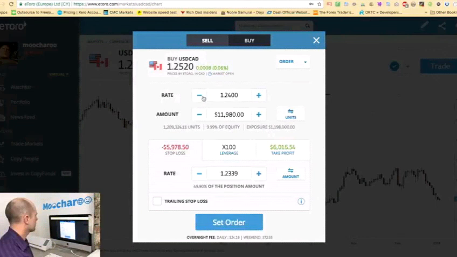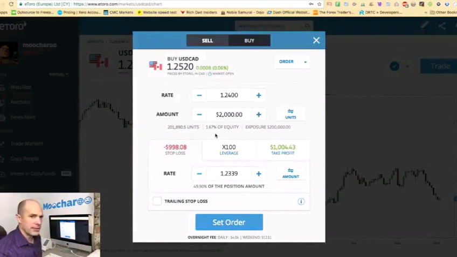You can also use these if you want. And this is how much you want to buy. So that's units or the amount. Let's just say I just want to buy 2,000's worth. Just make it easy. There you go, 2,000. And that says that my equity being put in is 1.67.